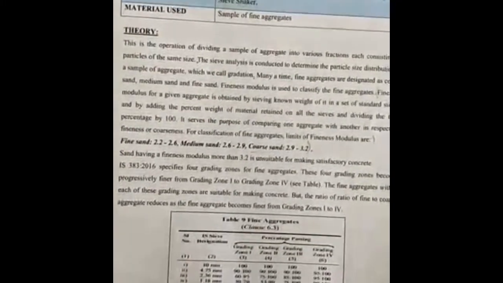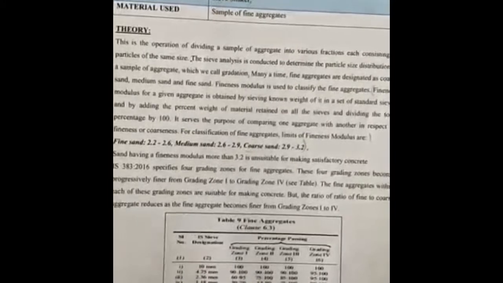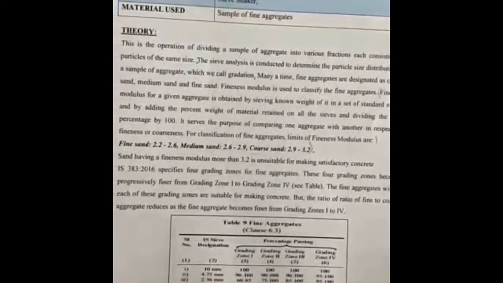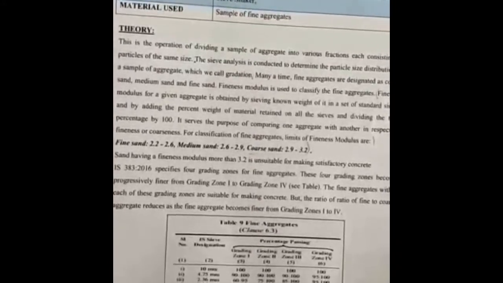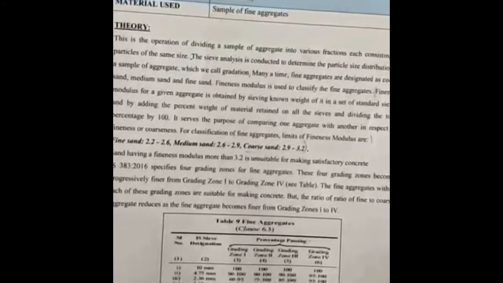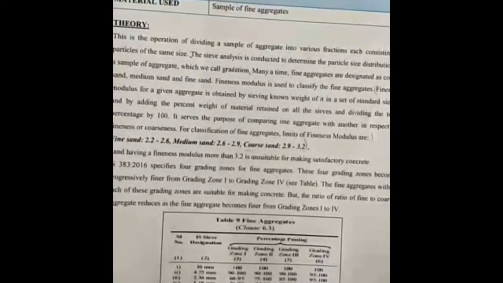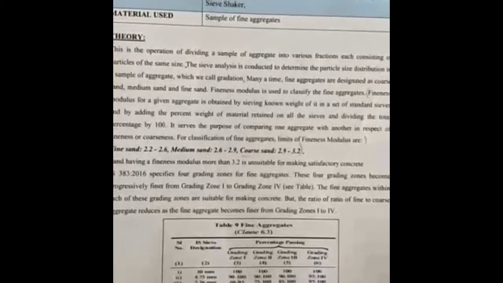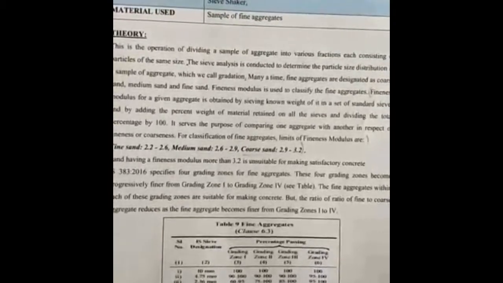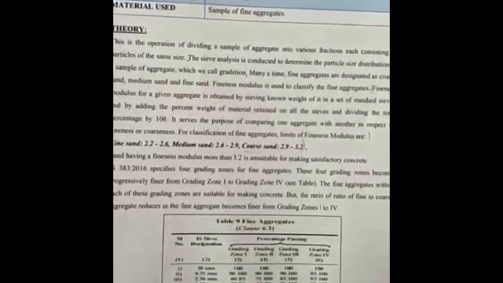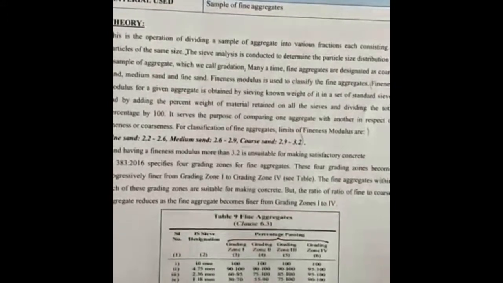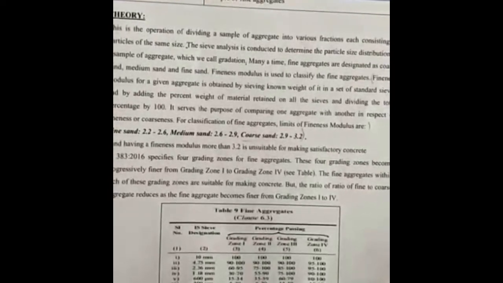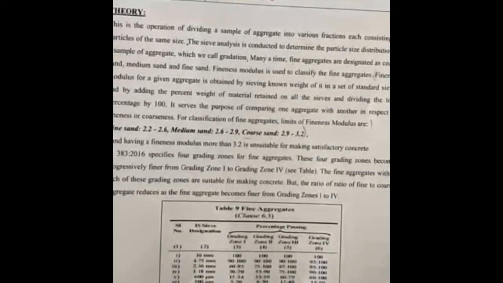The sieve analysis is conducted to determine the particle size distribution in a sample of aggregate, which we call gradation. Many a time fine aggregate is designated as coarse sand, medium sand and fine sand. Fineness modulus is used to classify the fine aggregates. Fineness modulus for a given aggregate is obtained by sieving a known weight of it in a set of standard sieves and by adding the percentage weight of material retained on all the sieves and dividing the total percentage by 100. It serves the purpose of comparing one aggregate with another in respect of fineness and coarseness.